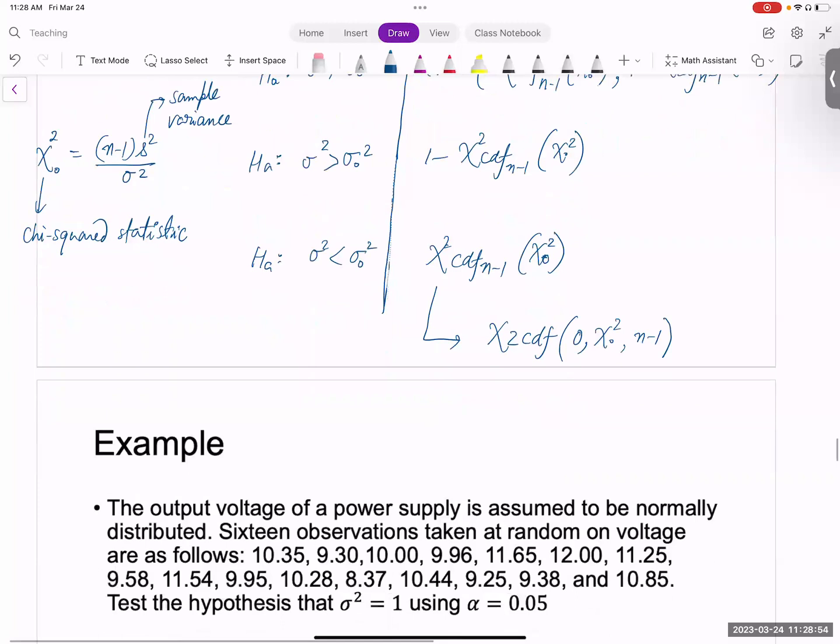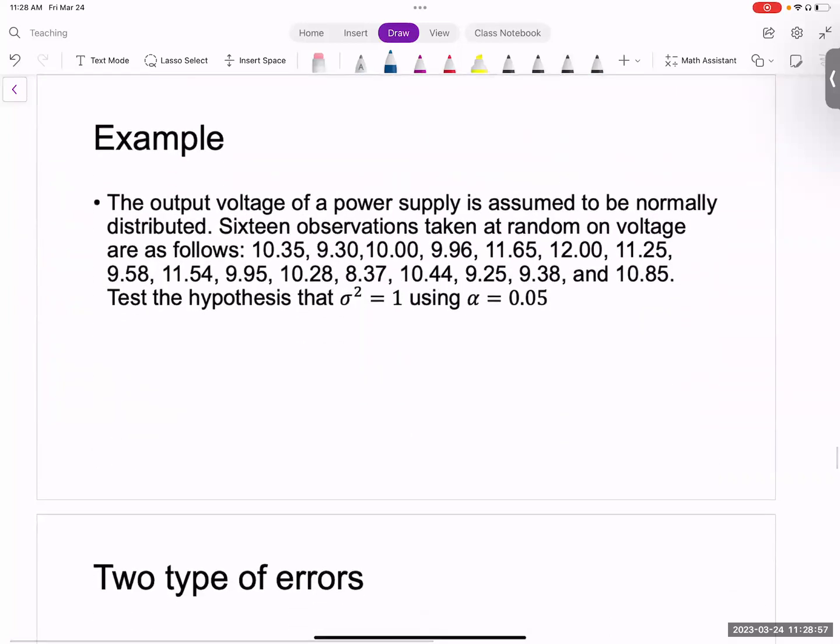I actually have an example here. The example says the output voltage of a power supply is assumed to be normally distributed. 16 observations taken at random on voltage are as follows: 10.3, 9.3, and so on. Test the hypothesis that sigma squared is equal to 1 using alpha equal to 0.05. So we have to test the hypothesis that sigma squared is equal to 1. So the alternate hypothesis in this case is sigma squared not equal to 1, all right?